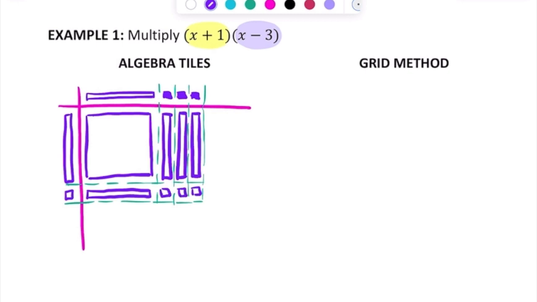Now I filled in all my tiles. Now, of course, I need to check about my negatives. When I'm talking about this tile, that was a positive times a positive, so it'll remain positive. This is a positive times a negative. This is a positive times a negative. This is a positive times a negative. So all three of those vertical x tiles will end up getting shaded because they all end up being negative.